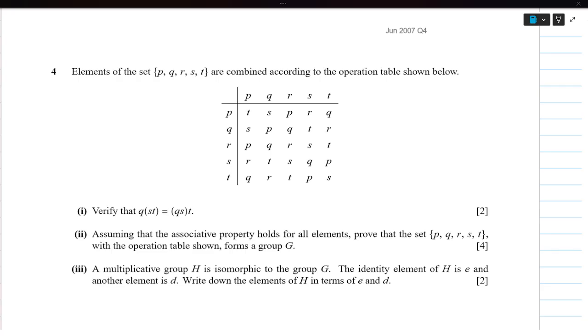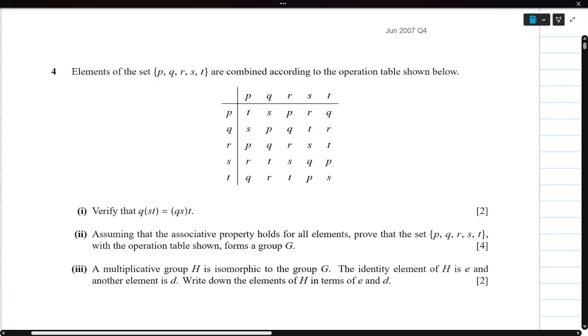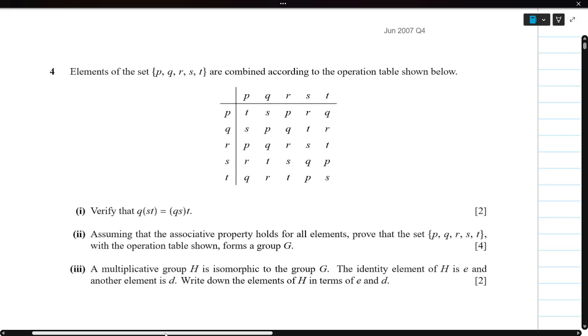So this is a whole booklet of a lot of group theory questions. They've been collated by my friend and I, and took a long time. To start, you're given a Cayley table. Very first part, verify QST is equal to QST, so just checking associativity. Second part is to show that this forms a group.